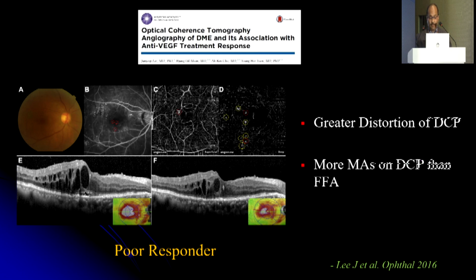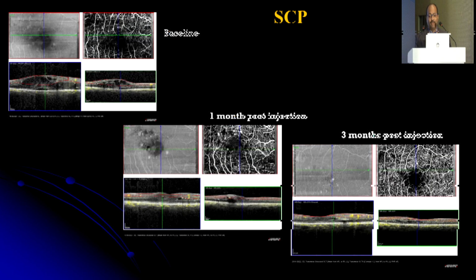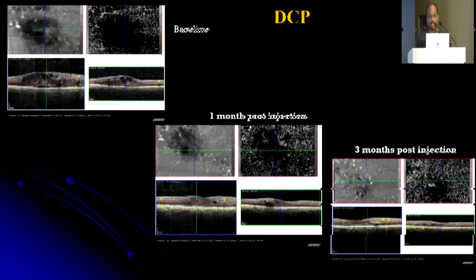Now after this, we looked back at a few of our cases, and we looked at cases with good response to anti-VEGF injections. You can see from baseline to 3 months post-injection, fairly good regression. And we found that there wasn't too much of a difference in the superficial capillary plexus. But in the deep capillary plexus, there was definite dysmorphia, and you found that it improved fairly well with treatment in the good responders.